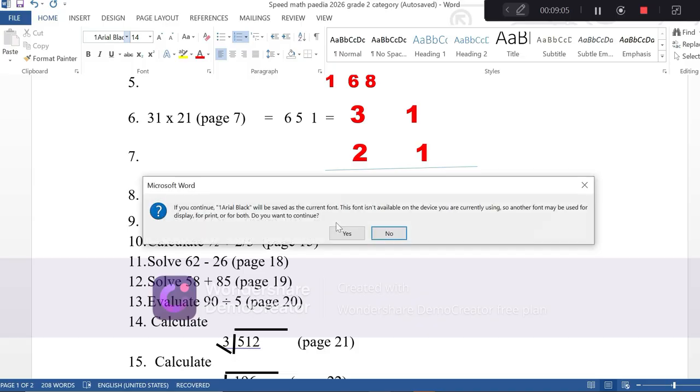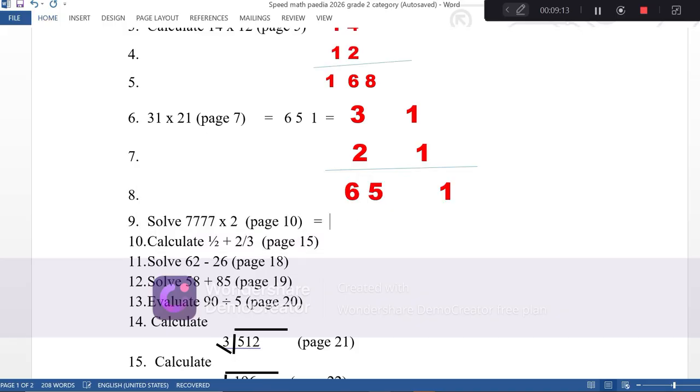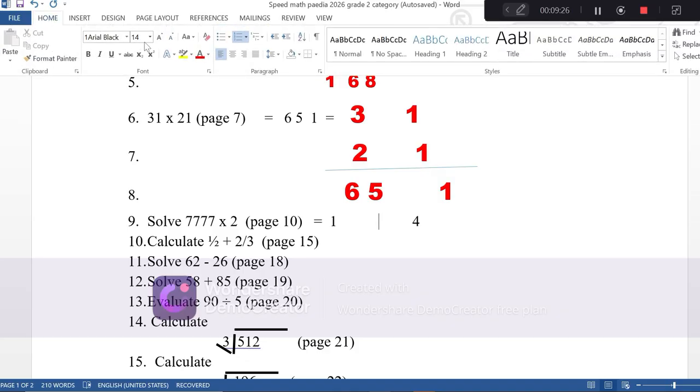How do you write your 14? So 7 times 2 is 14. You write 1 4. You give it space. Then the next is 1 plus 4 is 5. And the question now is how many 5s are you going to write? That depends on how many 7s are left.